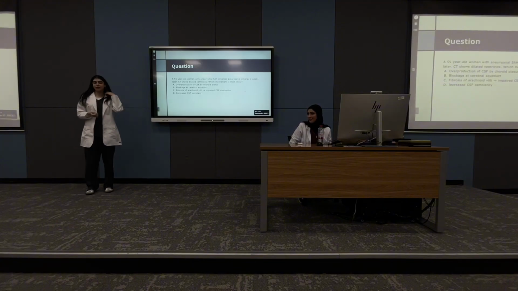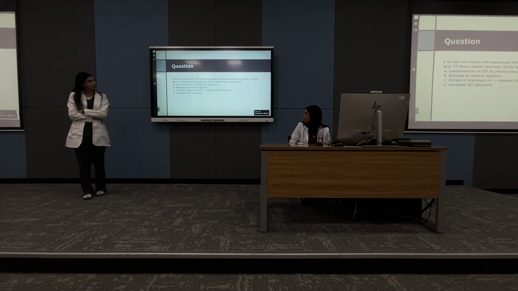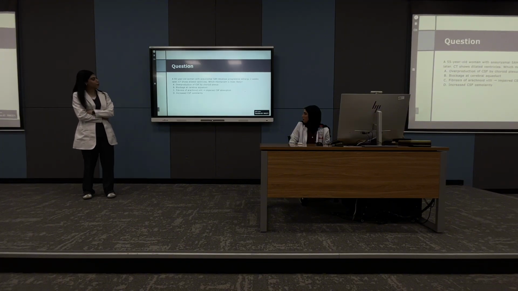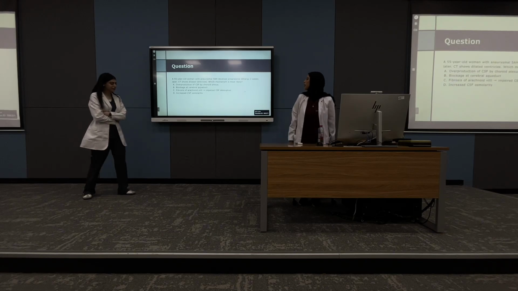Okay, so there's a question here. Can someone please read it? A 55-year-old woman with aneurysmal subarachnoid hemorrhage develops progressive lethargy 2 weeks later. CT shows dilated ventricles. Which mechanism is most likely? What do you think? Is it C? Yes, fibrosis of the arachnoid villi will impair the CSF absorption.